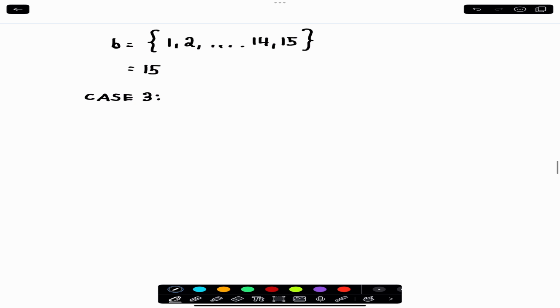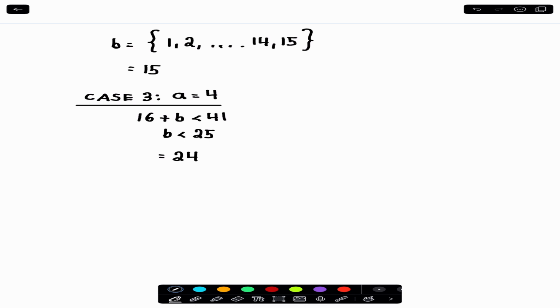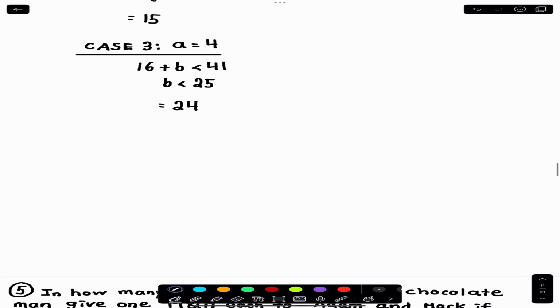This time when a equals 4. And I encourage you to do this on your own as well with me. This means 16 plus b must be less than 41, so b must be less than 25. So there are 24 possible values for b, anything from 1 to 24, not including 25.